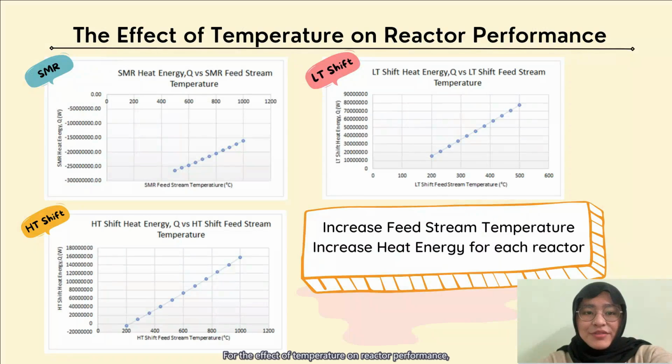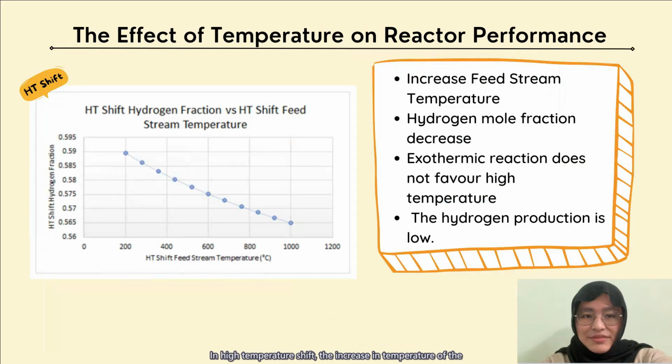For the effect of temperature on reactor performance, the increase of feed stream temperature in each reactor increases the heat energy out of the reactor because more heat energy is required to be released and absorbed during the reaction since the temperature is difficult to be maintained. In high temperature shift, the increase in temperature of the reactor feed stream decreases hydrogen mole fraction at the outlet stream because the reaction in HT shift is exothermic and does not favor high temperature. Thus, the hydrogen production is low.